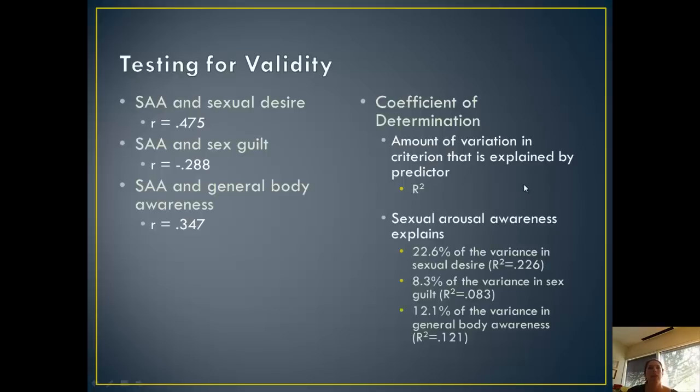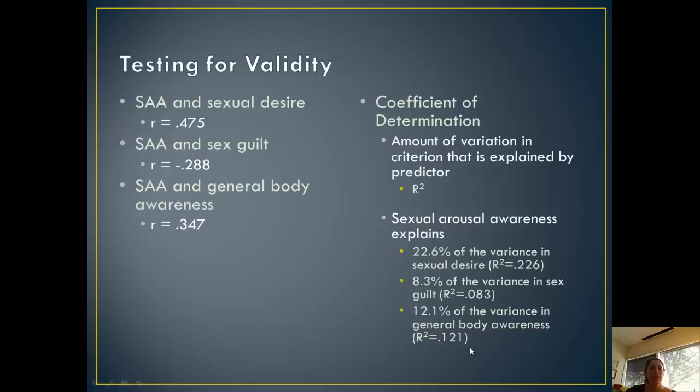Knowing my validity coefficients, I can say that sexual arousal awareness explains approximately 22.6% of the variance in sexual desire, and I know that because R squared equals 0.226, and I'm just going to turn that into a percentage by multiplying it by 100. It explains 8.3% of the variance in sex guilt because R squared equals 0.083, and it explains 12.1% of the variance in general body awareness, so R squared equals 0.121. That's how I get that.